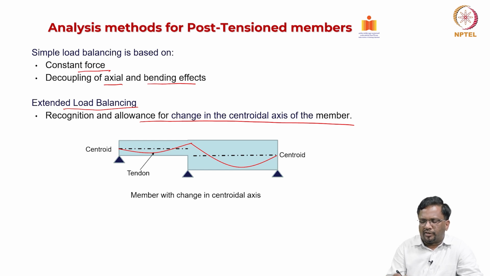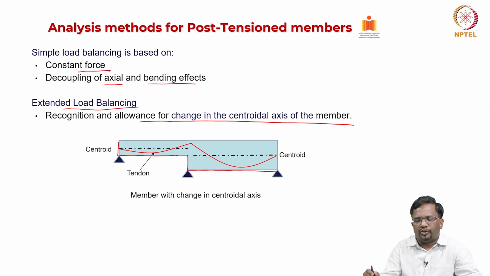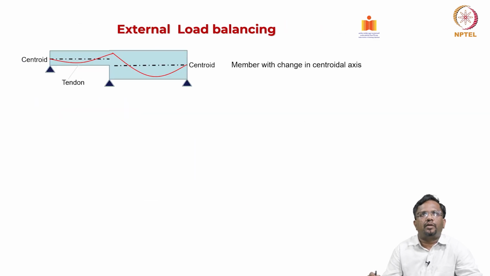So, for example, this is a very typical case. You have a two span system where one span has a particular thickness, and the second span has a larger thickness, right. Then you have a cable profile like this. So, this is the member with some change in its centroidal axis, right.